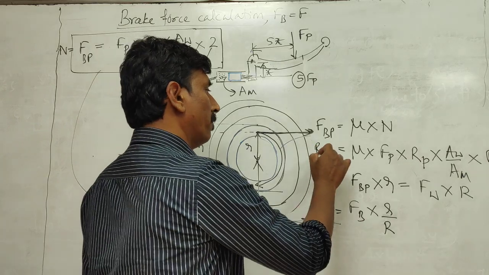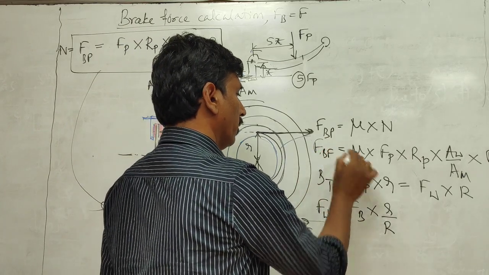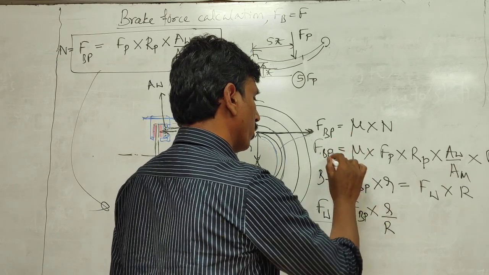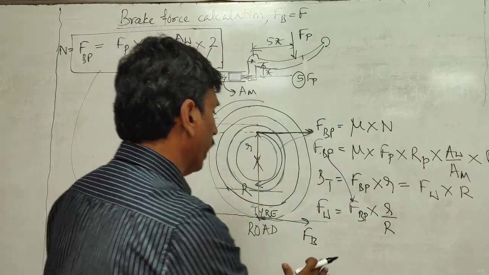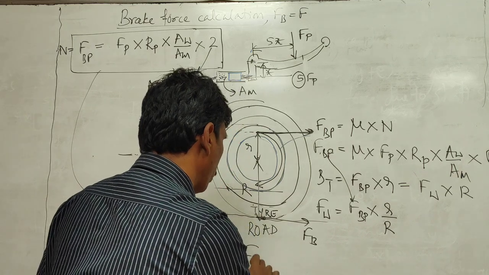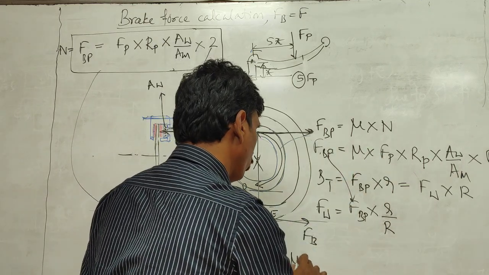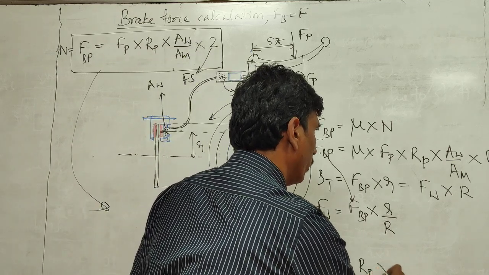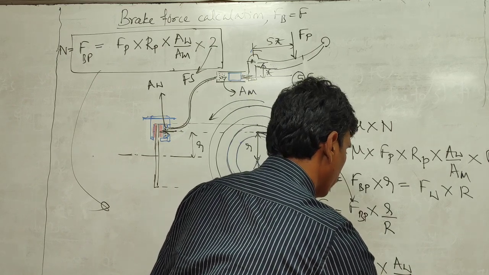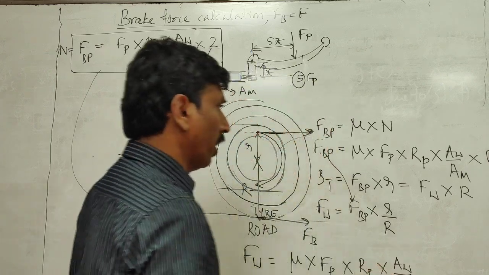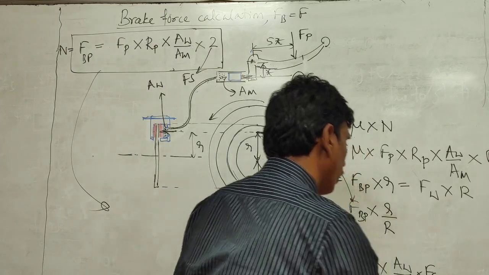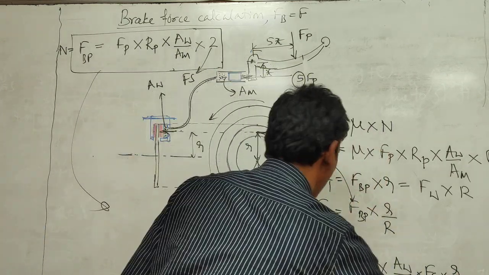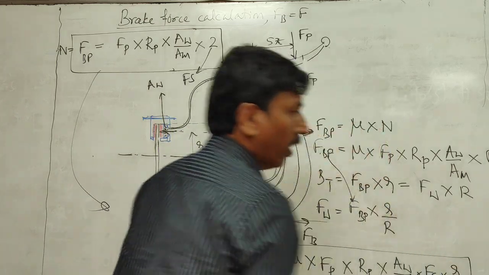But you already know that FBP is written here like this. FBP at the piston, you can call it the piston force. You can substitute here, so finally you have an equation. The brake force FW is equal to FBP, which is mu into FP multiplied by RP multiplied by hydraulic magnification. The earlier one is mechanical magnification into number of surfaces multiplied by small r by capital R. So this is the equation for the brake force which is generated at the wheel.